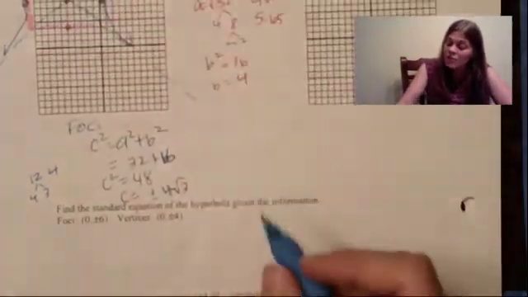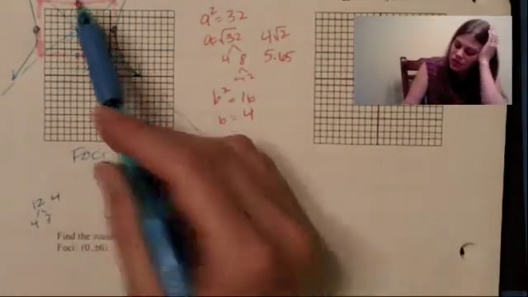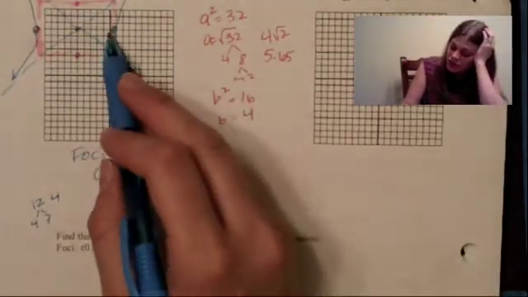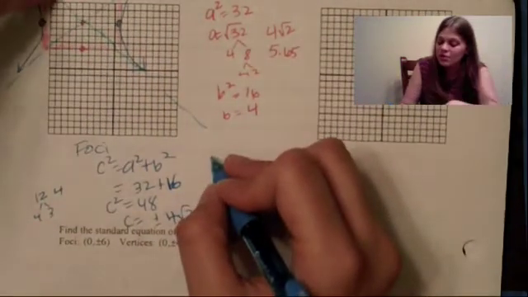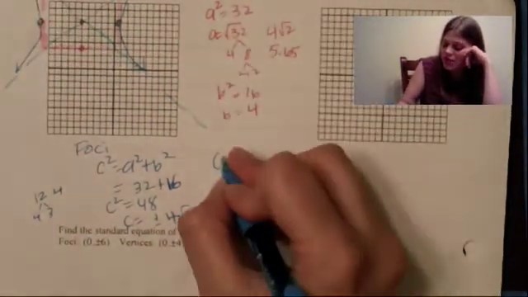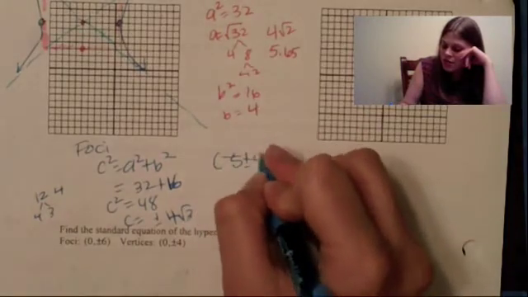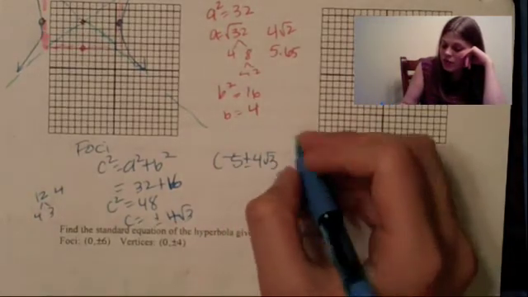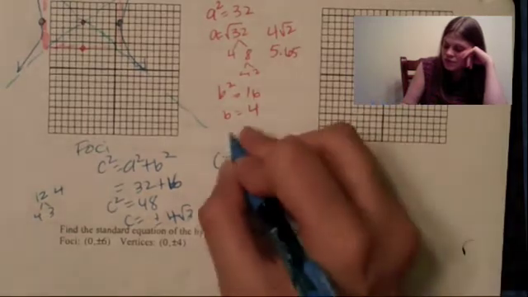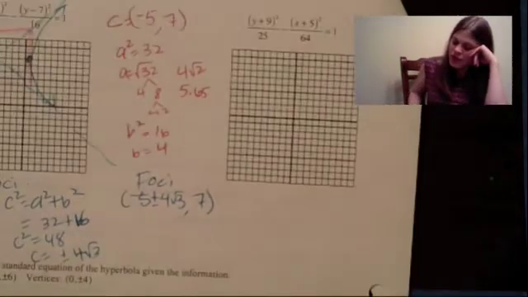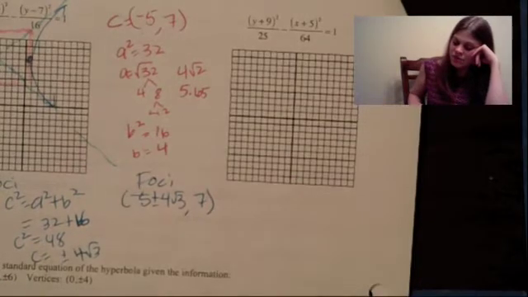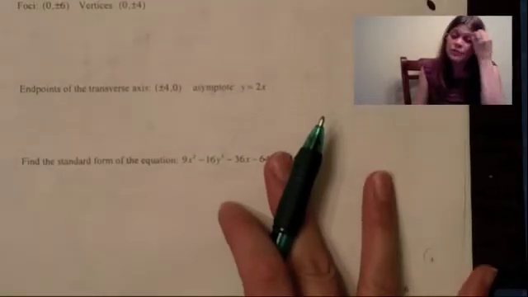Now, since this is not centered at 0, 0, and your foci are going to be left and right of the center, I'm going to take the x value of my center, which is -5, and add and subtract 4 root 3, and then keep my y value, which is 7. So that's where your foci are located. Okay. Let's have you try the next one by yourself. See what you come up with.